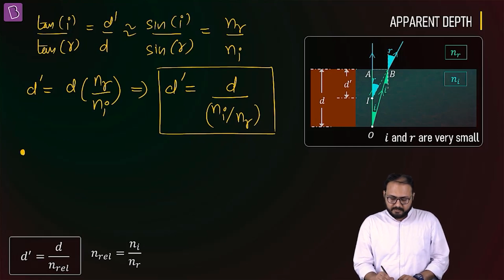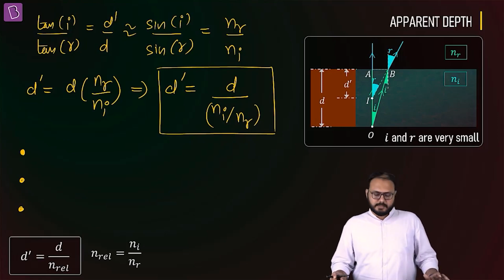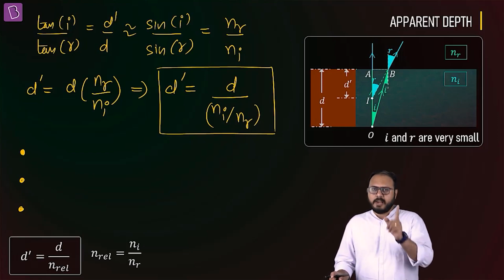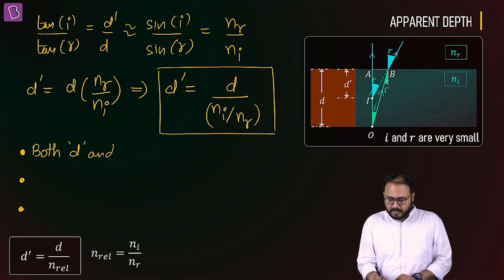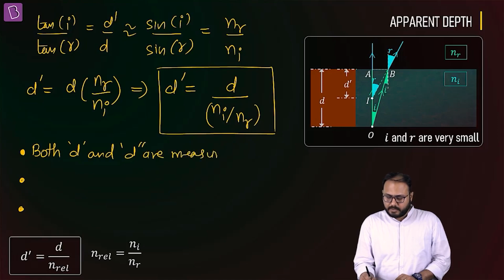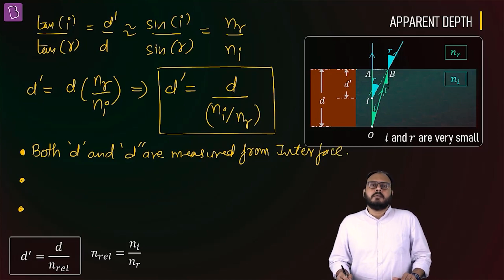Three pointers I will give you, and you will thank me all your life. So you remember the formula and remember the three points. You will never, I don't use that word lightly, never make a mistake. And copy those points. Both D and D dash are measured from the interface, first of all. Both D and D dash will always be measured from the interface.